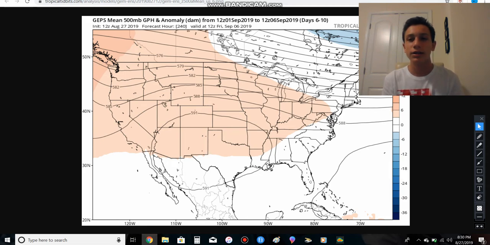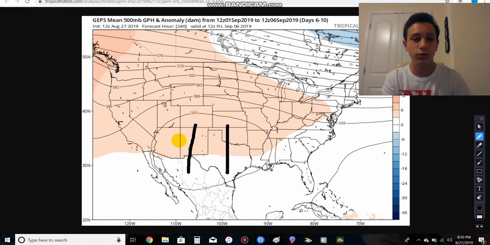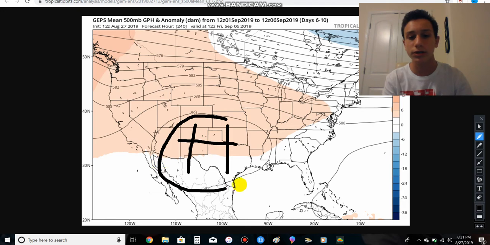I will say for the record, I think GEFS is much more reliable than this model, but I can't rule it out. I can't just say, the heck with you. I have to show it. So, with that being said, they're showing a much, not necessarily stronger, but definitely a larger high pressure system.